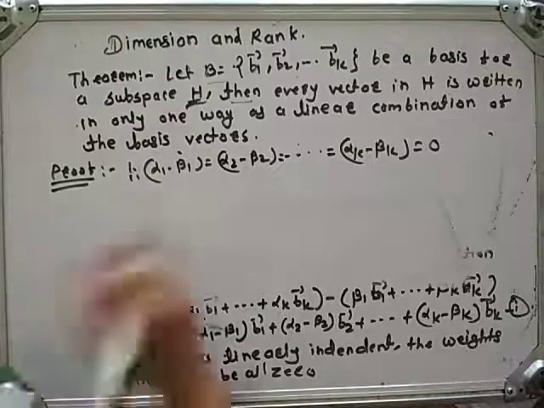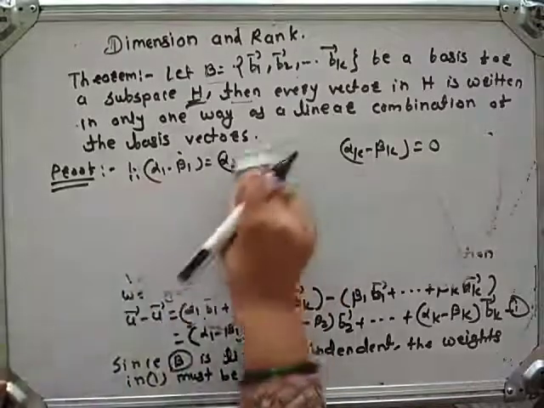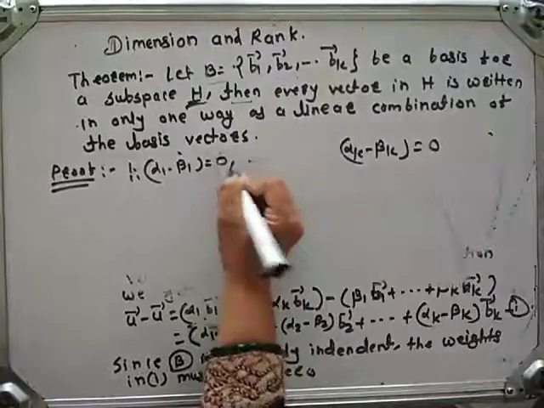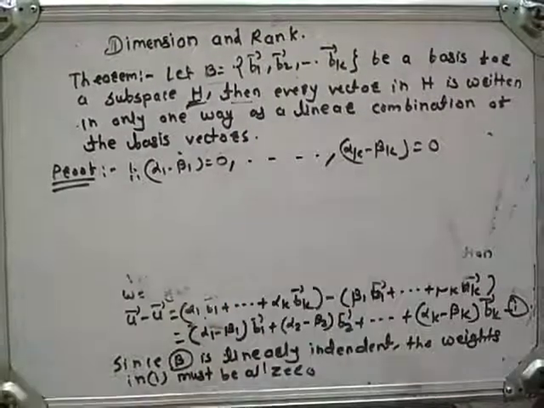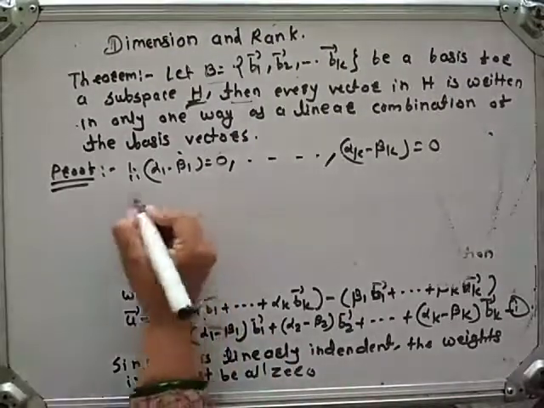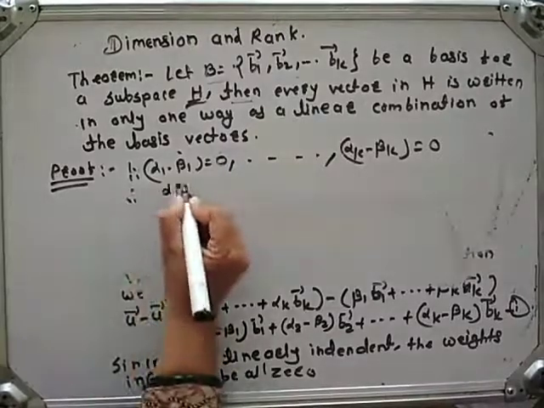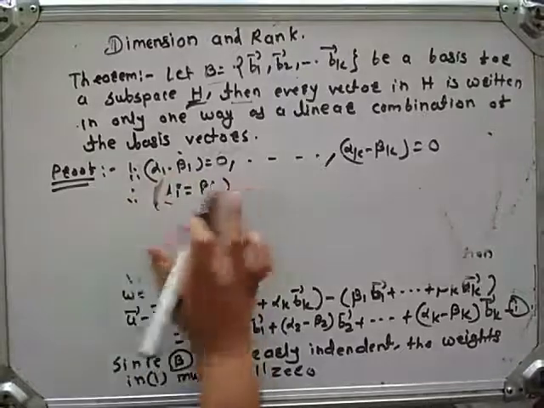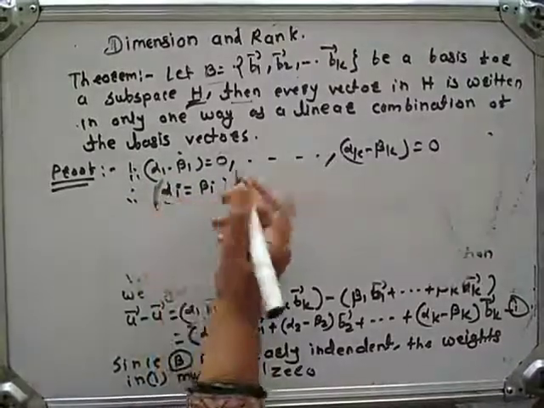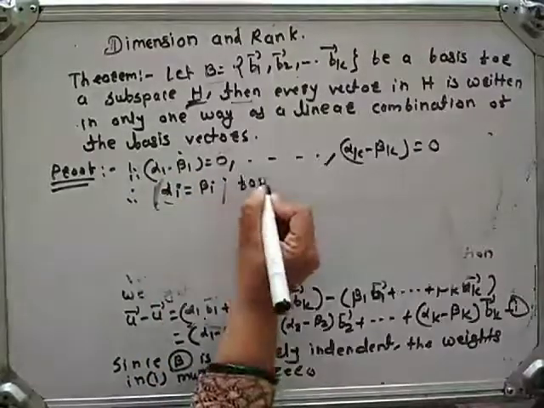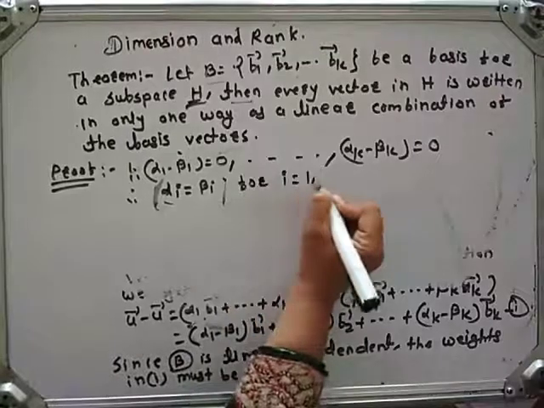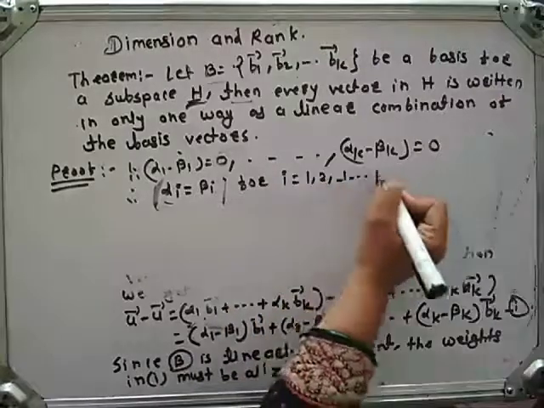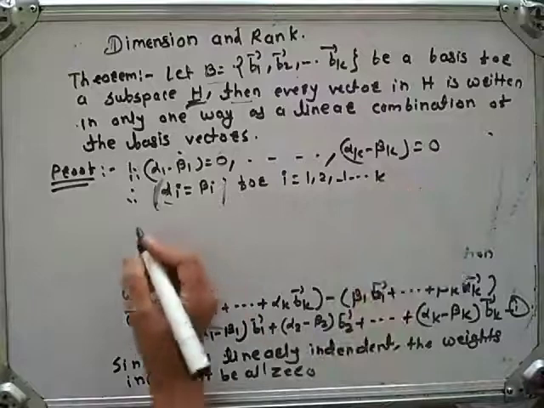Or here we will write, which is equal to 0, and so on up to 0. So here we will get alpha i is equal to beta i, alpha i is equal to beta i for all i running from 1 to k. Okay.